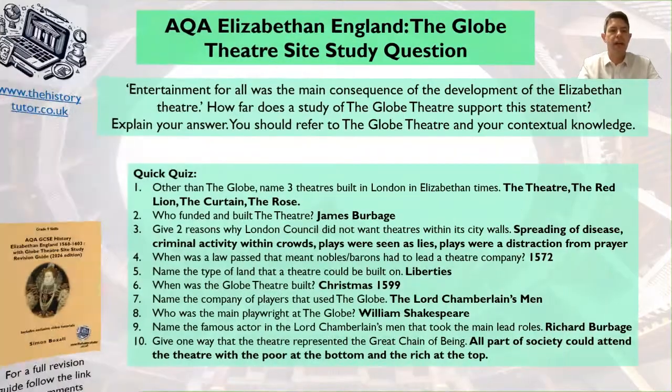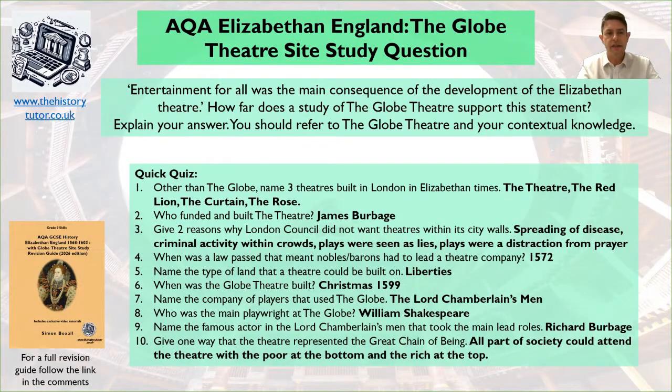Okay, so here are the answers then. Next, we've got question number one. Other than the Globe Theatre, name 3 theatres built in London in the Elizabethan times. Well, we had the Theatre, more of which later on, the Red Lion, the Curtain, the Rose, which are all theatres of importance. And obviously, the Rose was a bit of a competitor to the Globe in the same sort of location, and the Theatre was almost a predecessor to the Globe.